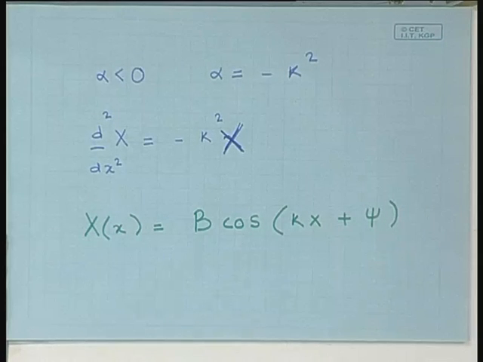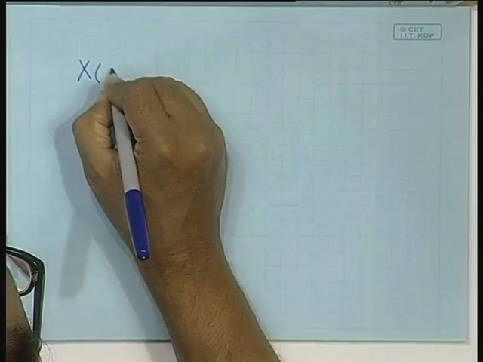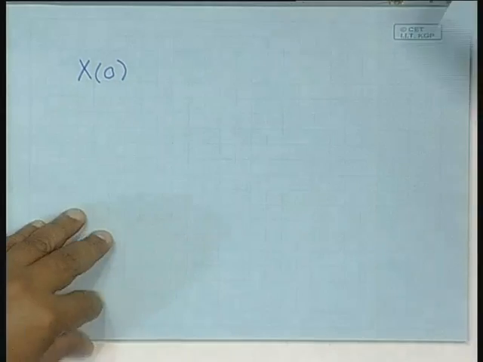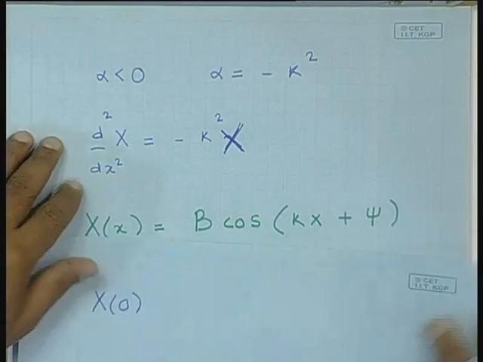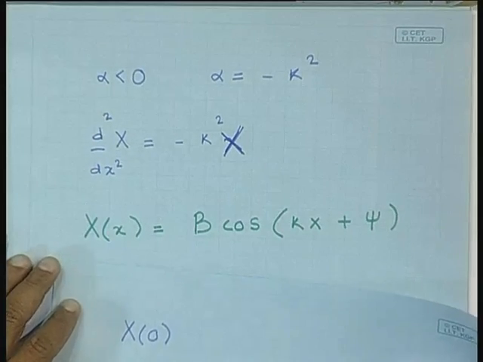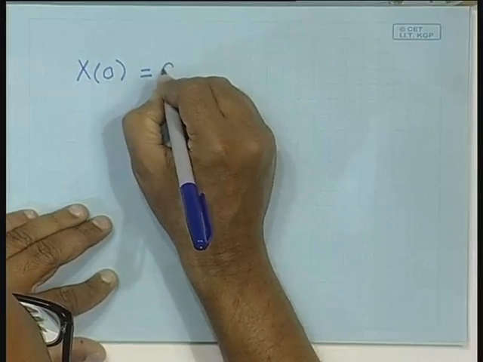Now, let us impose the boundary conditions. So, the first boundary condition that we will impose is that the function X should vanish at one end of the string, which corresponds to x equal to 0. So, this is the first boundary condition that we are going to impose. With this boundary condition, let us see what it tells us. We want this to be equal to 0, and let us see what this tells us.